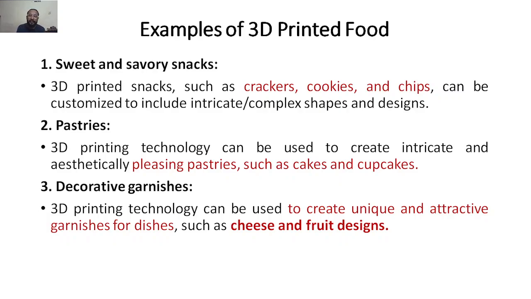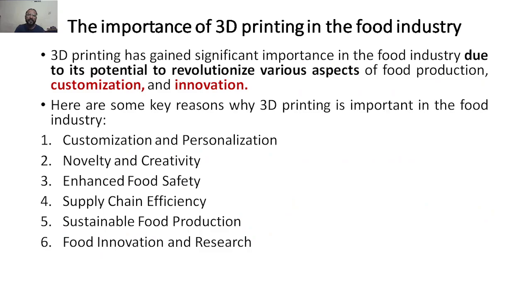Next, decorative garnishes. 3D printing technology can be used to create unique and attractive garnishes for dishes, for example cheese and fruit designs. Now the importance: it has various importance due to its potential to revolutionize various aspects of food production, for example customization and innovation. These are the two major keys, where it is going to make its place in the market. Here are some of the key reasons why 3D printing is very important in the food industry.